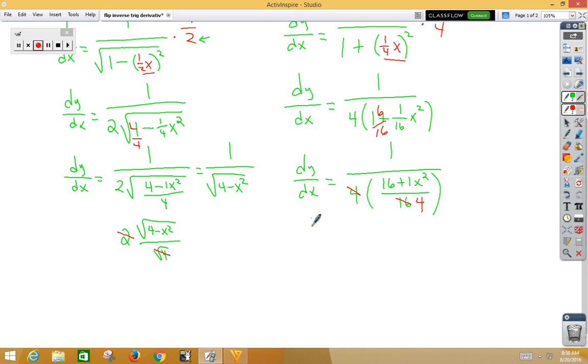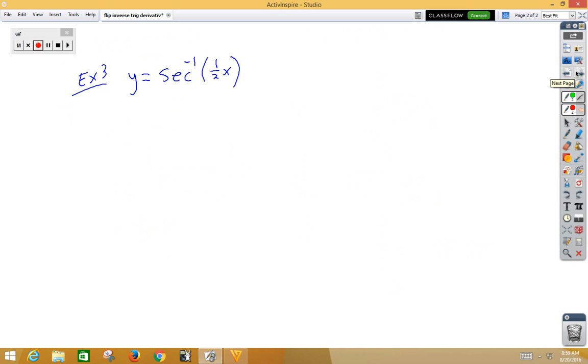I now have a complex fraction, dy dx is equal to 1 divided by 16 plus x squared over 4. With division, remember you multiply by the reciprocal of the bottom, so 1 times the reciprocal would give us 4 over 16 plus x squared. And that would be our final answer there. In our third example, we have inverse secant.